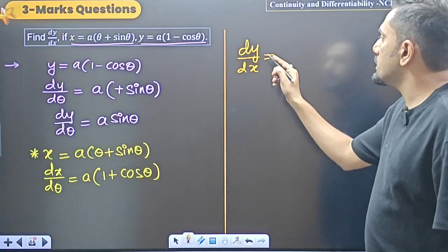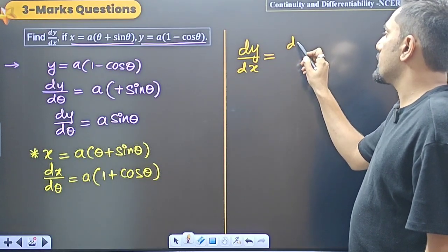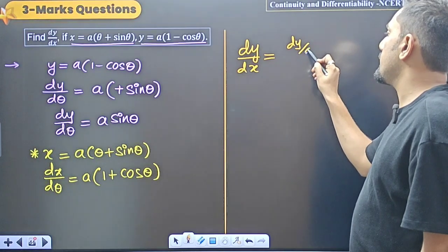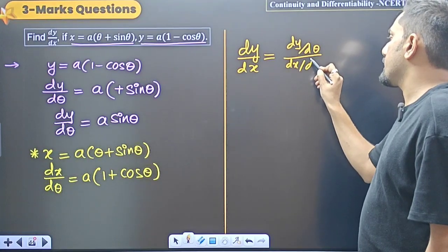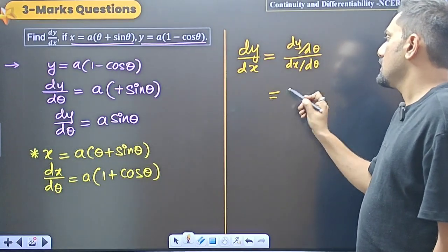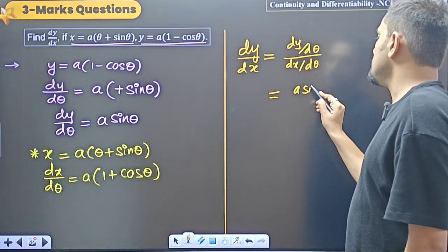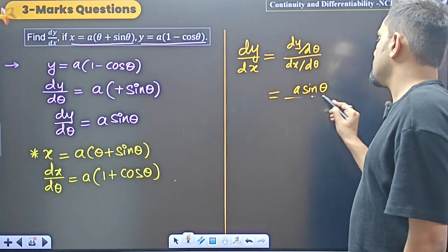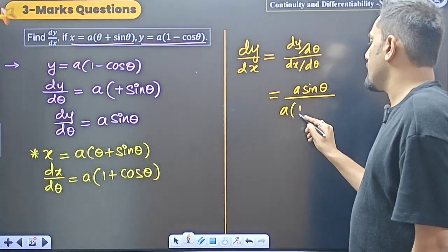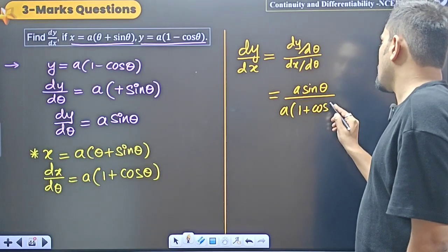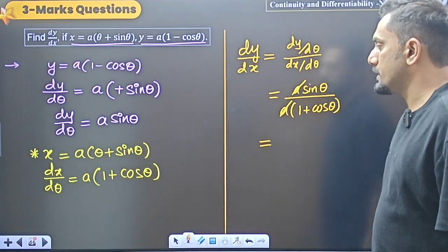Derivative of y with respect to x using parametric form, how do you write it? Here the third parameter is theta, that can be written as dy by d theta divided by dx by d theta. Then what is dy by d theta? a sin theta. And what is dx by d theta? a multiplied by 1 plus cos theta. Okay, here a and a get cancelled.